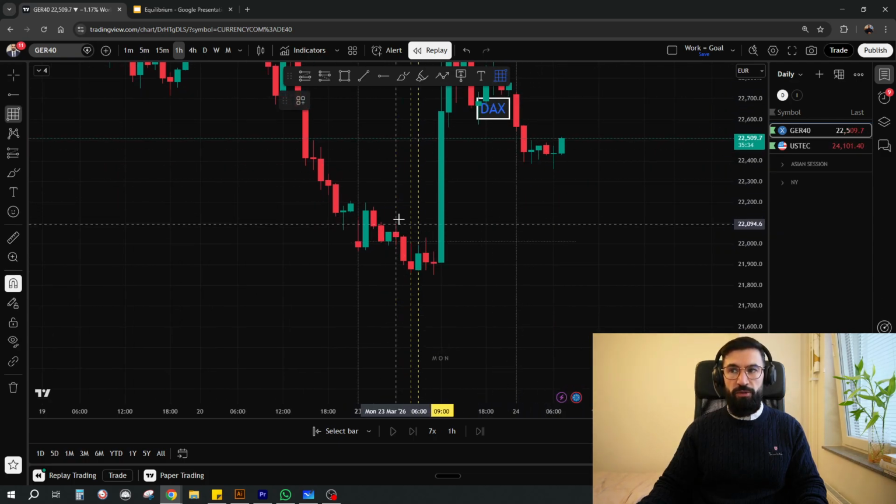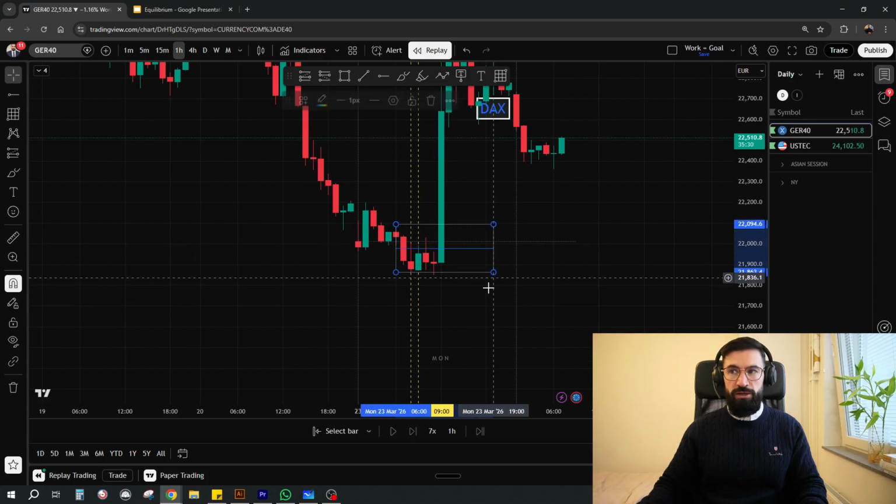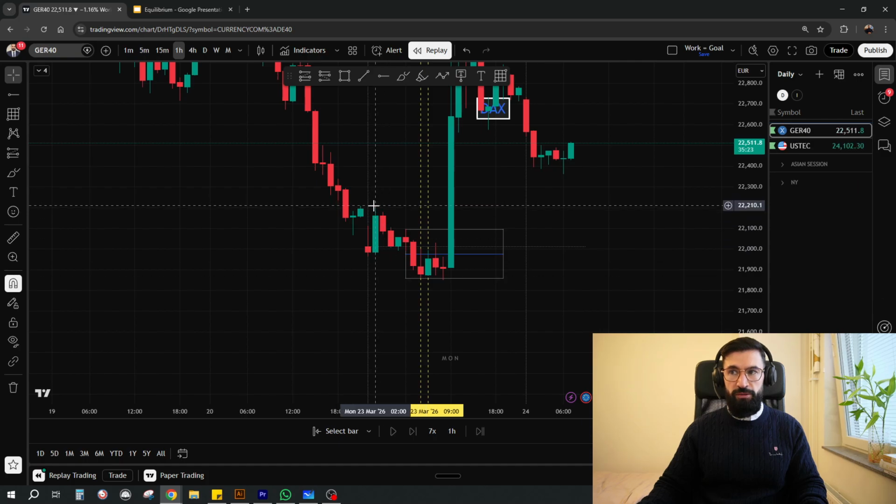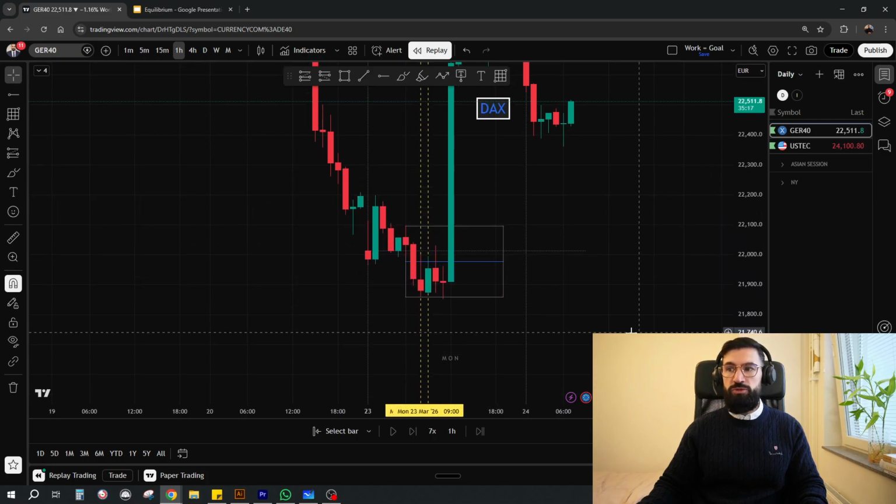So there's a high right here, right? There's a high, and where's the low? There's a low right here. There's a high right here, a low right here, and a high and a low. This is where we mark out the high of the indicator and the low of the indicator.